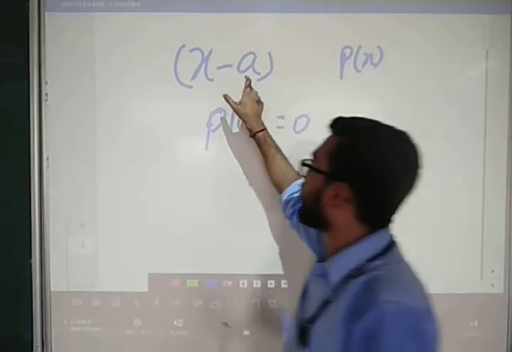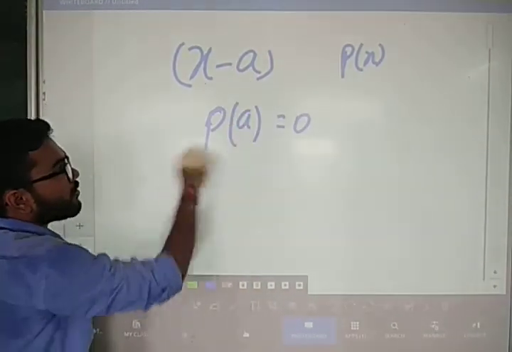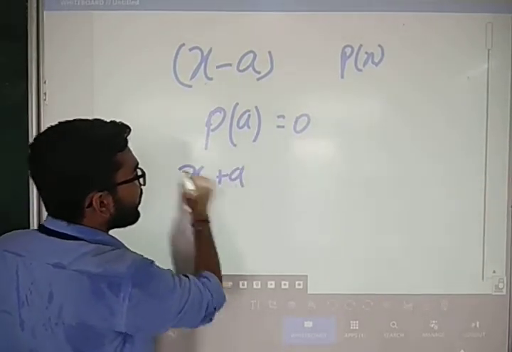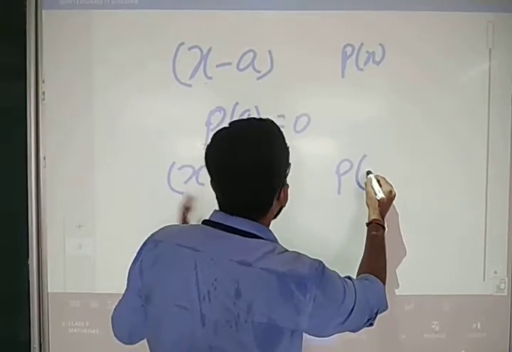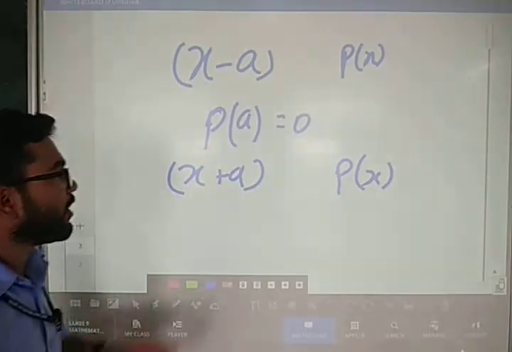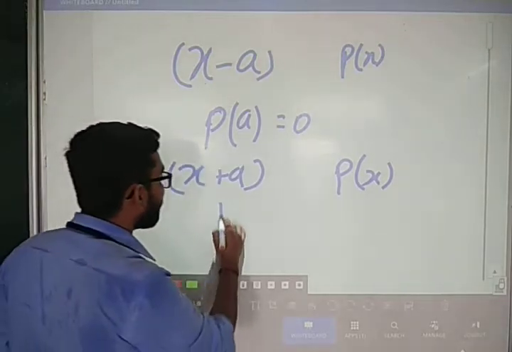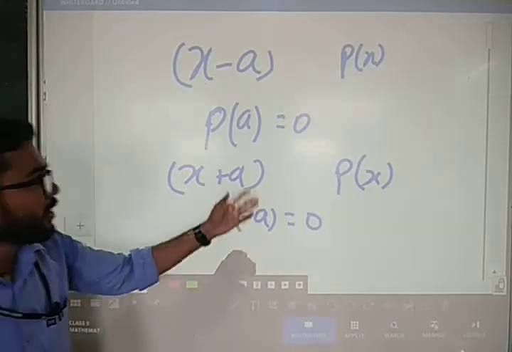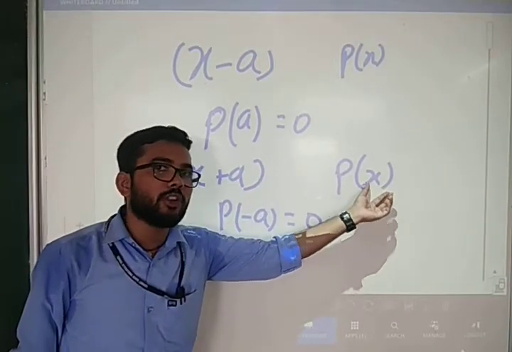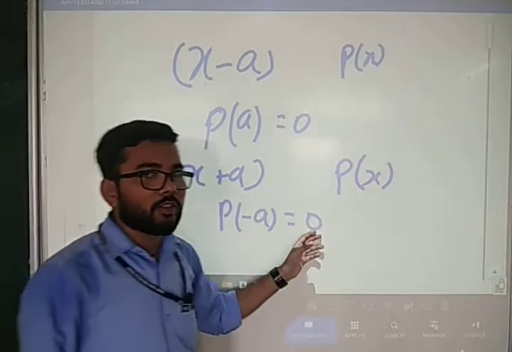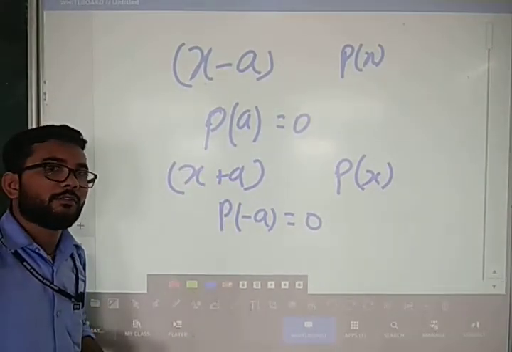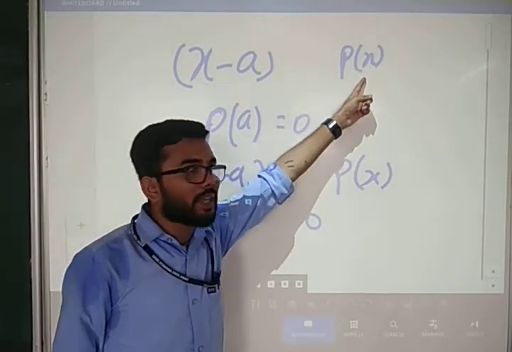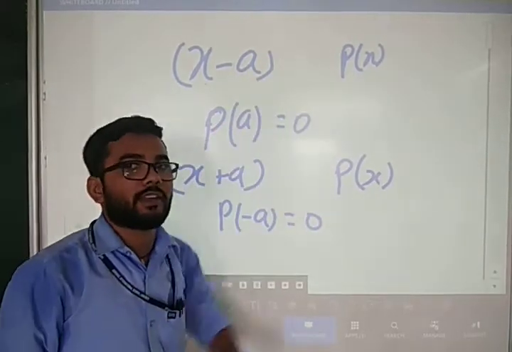Here, if it is x minus a, then p(a) is equal to 0. If x plus a is a factor of any polynomial, it means that p(minus a) is equal to 0. That is, when you substitute minus a for the variable in the polynomial and get 0, then x plus a is a factor. If you put a in place of x and get 0, then x minus a is a factor.